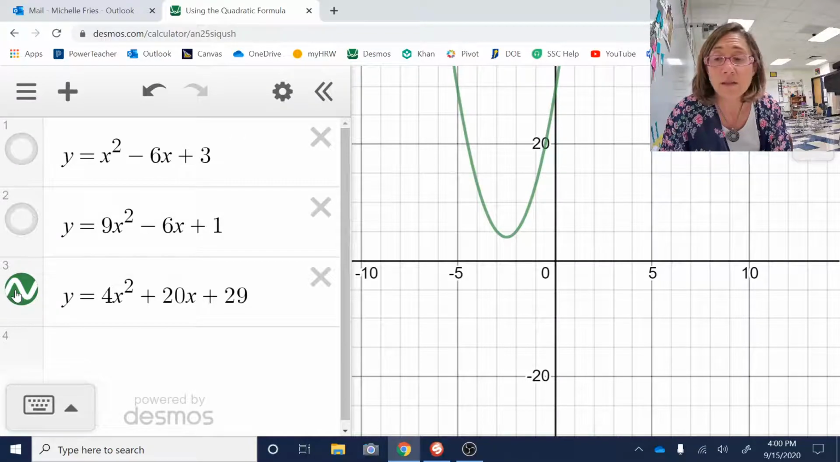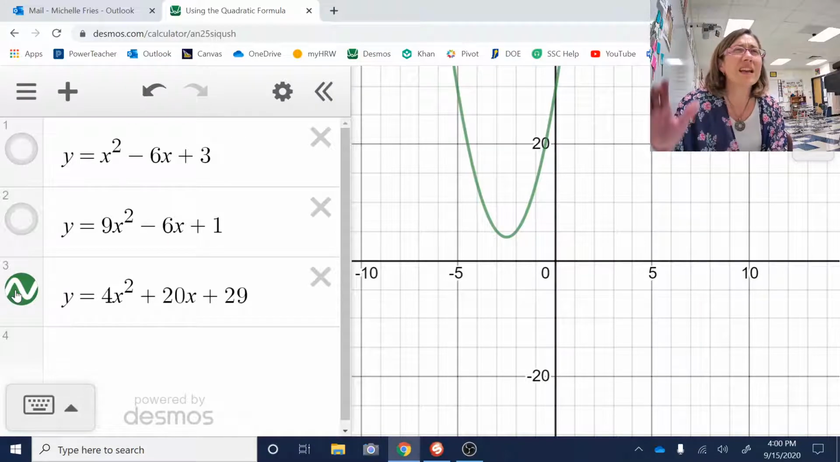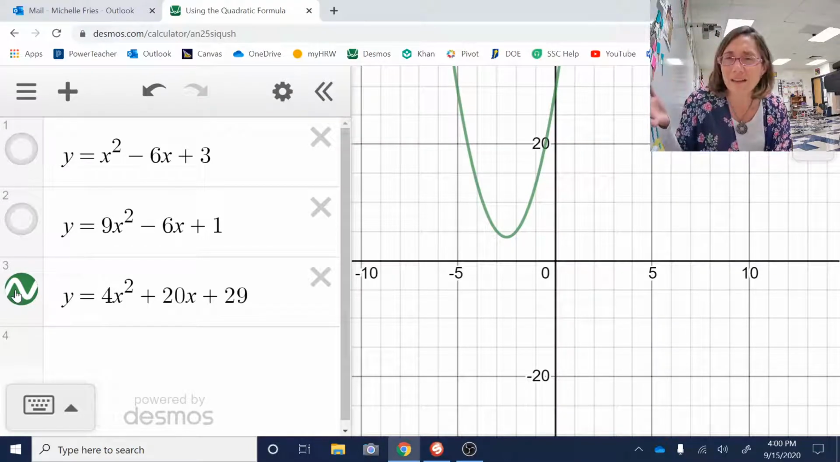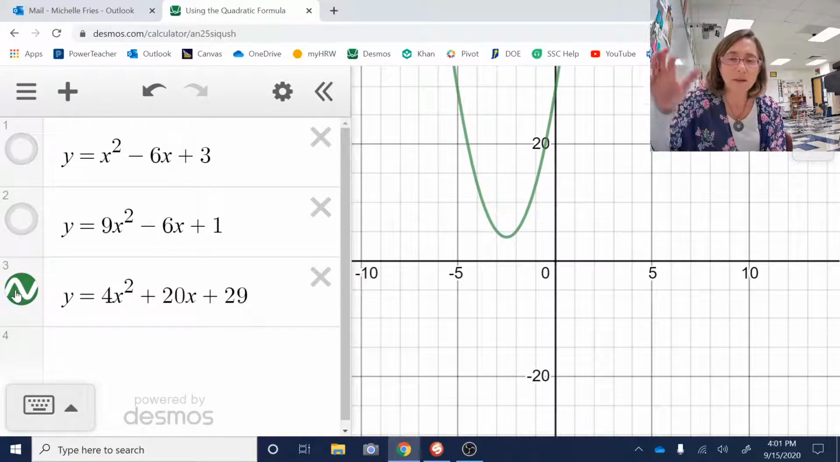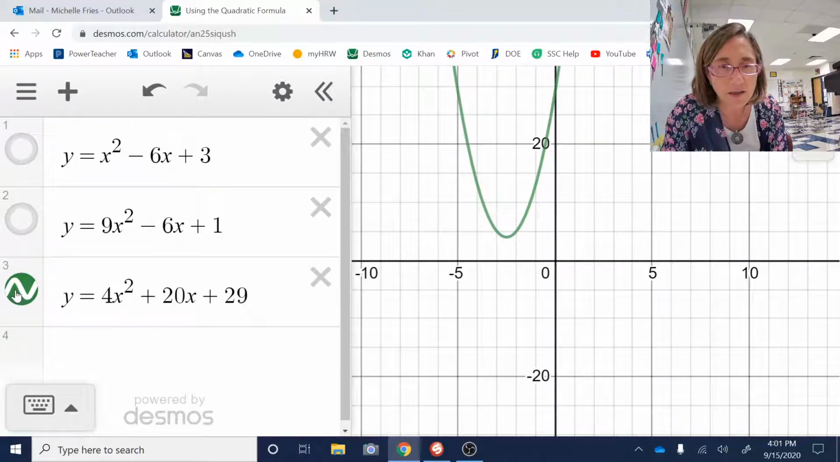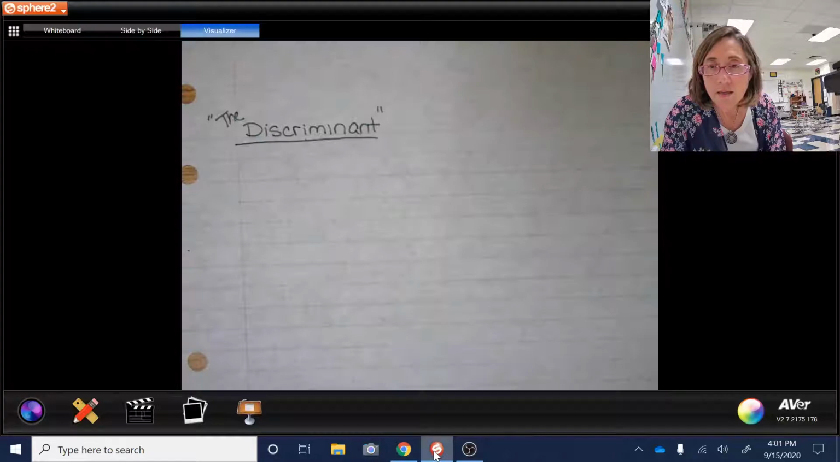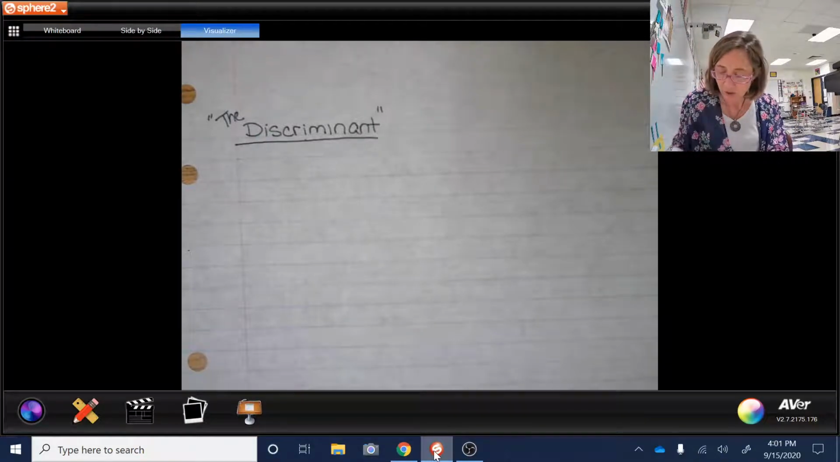And we can find the solutions with the quadratic formula. You can do the whole thing. But sometimes you don't really need to work the whole thing out. You just want to know, like, am I even going to get answers here? Is this even one that has solutions? So that's where the discriminant comes in. Okay, so let me switch over to this now.